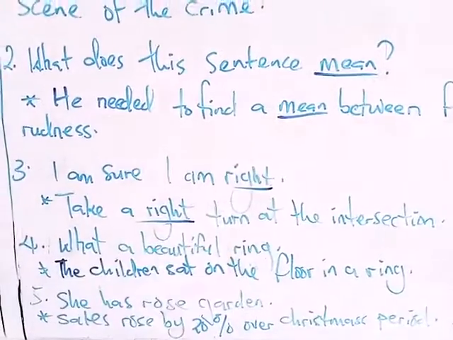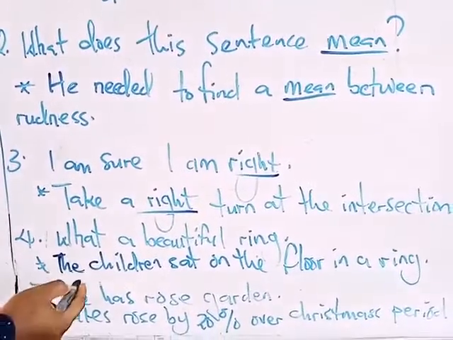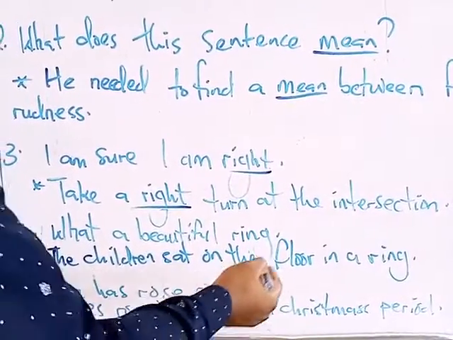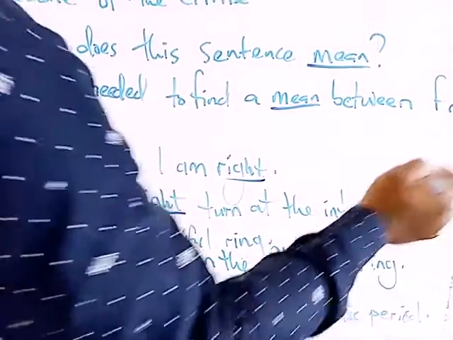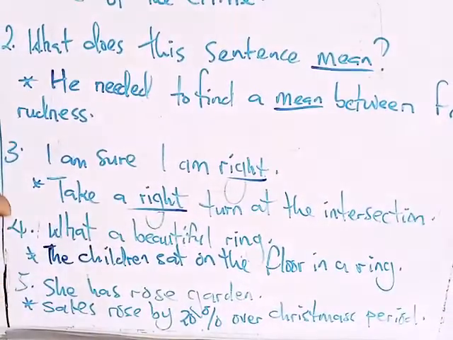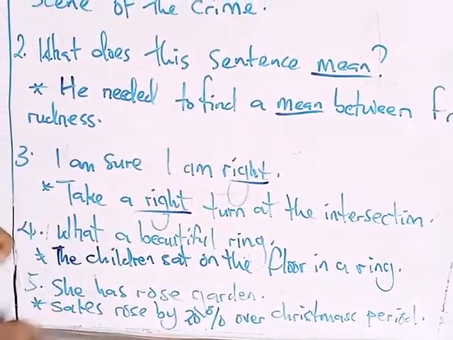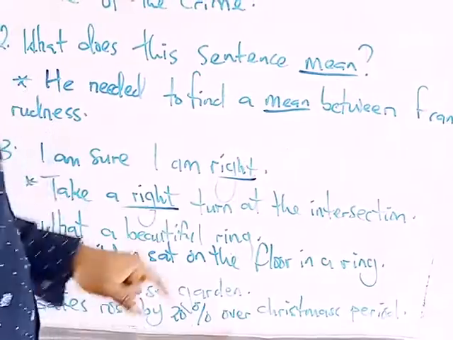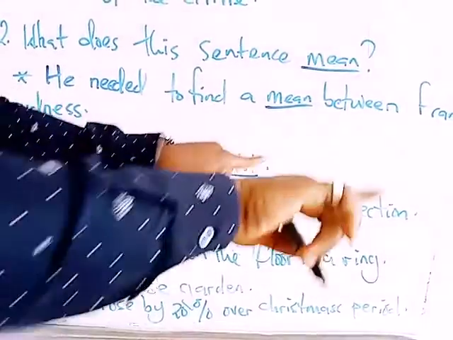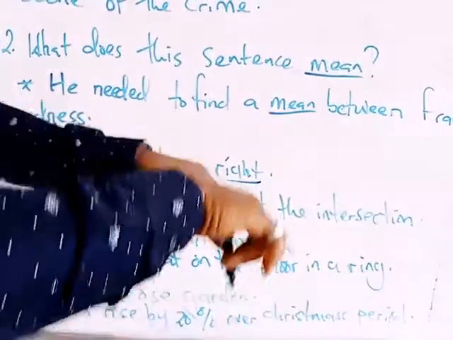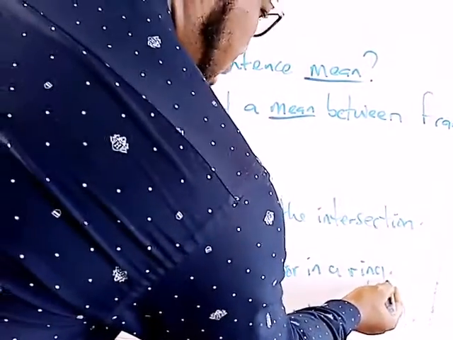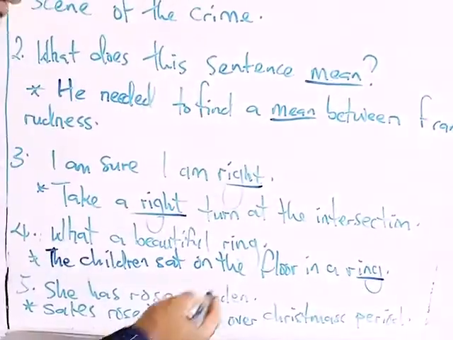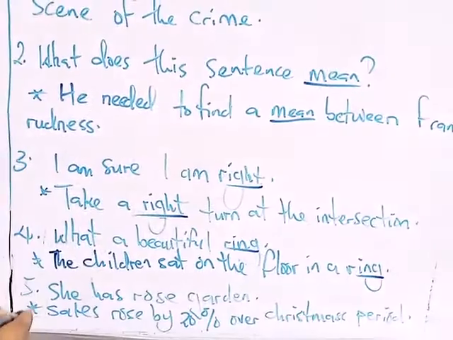Now, 4. What a beautiful ring. For the first pair. The second pair: the children sat on the floor in a ring. Now, we know that this is a ring, an example of a ring. And when they say ring form, in a what? In a round form. We understand that this and this are the homonyms.